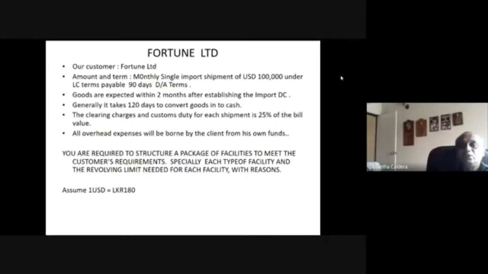Then goods are expected within 2 months after establishing the import LC. Now, the import LC is established by the issuing bank, that is the importer's bank, right?